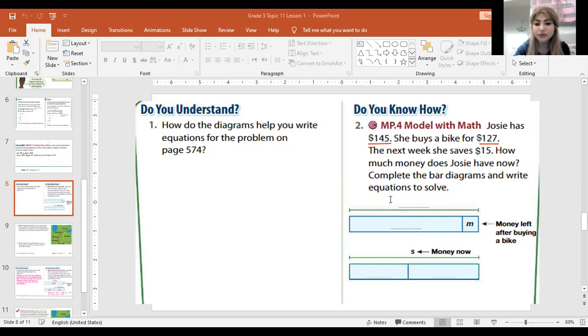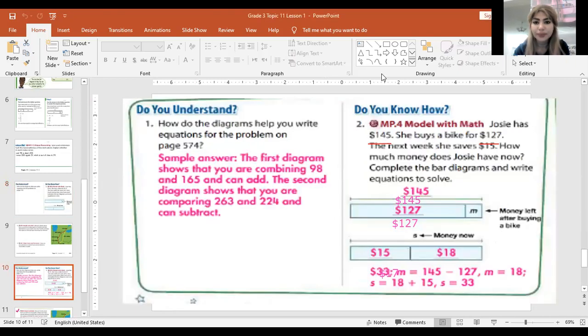So let me write it here. It will be $145, and here it's going to be $127. See, the diagrams are helping me to solve. $127, and M is the money left after buying a bike, which is 145 minus 127. Then the money now is the money that she saved, which is $15 plus the M, which is the unknown, and we are going to see the answer here.